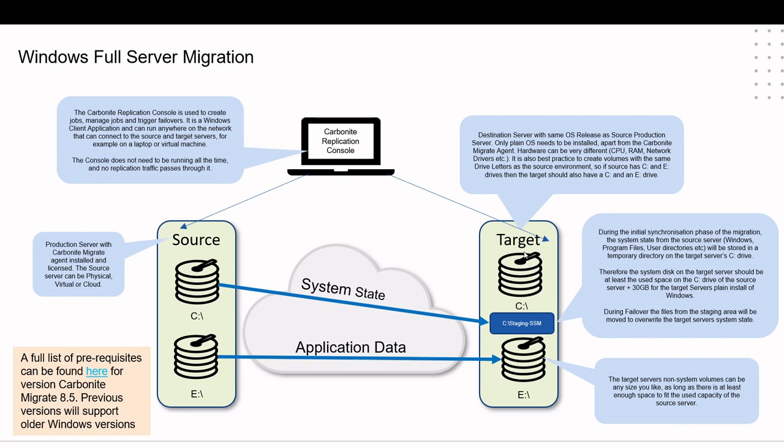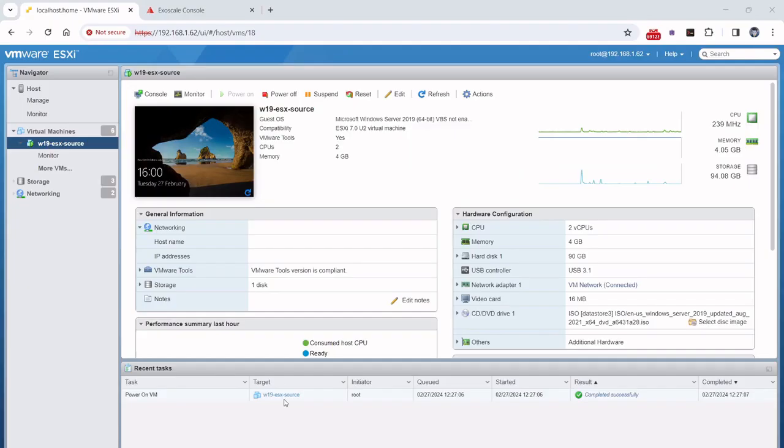So I've already provisioned a couple of machines. I've got the source machine, obviously, which is my live server, and I've provisioned a target machine in Exoscale. You can see those machines if I quickly show you my web browser. So this is my ESX environment, and in here I have a Windows machine running at the moment. So this is going to be W19 ESX source. That'll be my Windows 19 source machine.